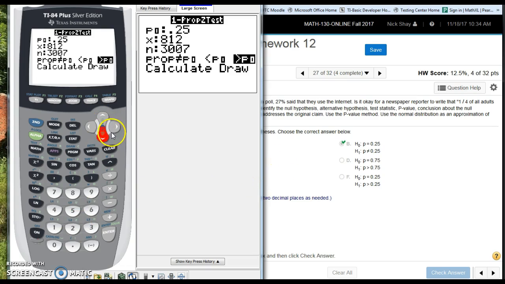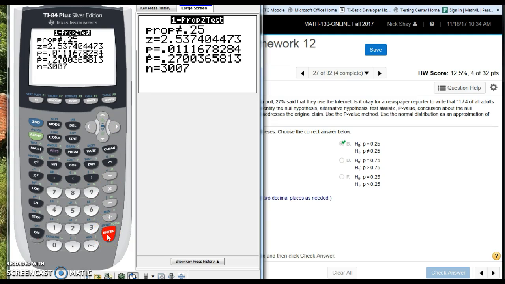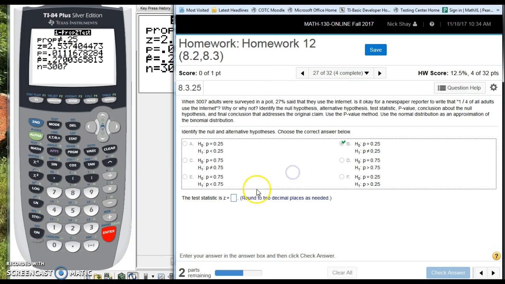The last thing we really need here is to pick which alternative hypothesis we're testing, and we're testing not equals. This should always match up with whatever sign is right here. So if it's greater than, you're going to pick this one. If it's less than, you're picking this one. And if it's not equal to, you're picking this one right here. Now we're going to calculate that. And so you see our z statistic is 2.54.